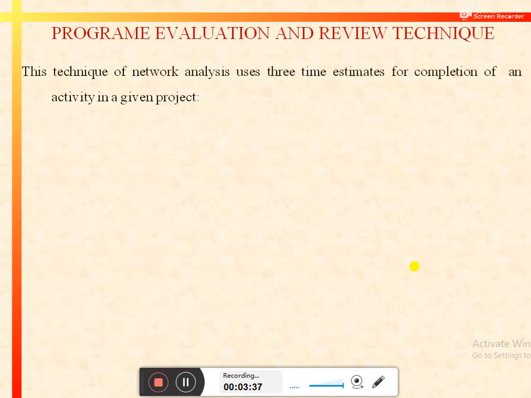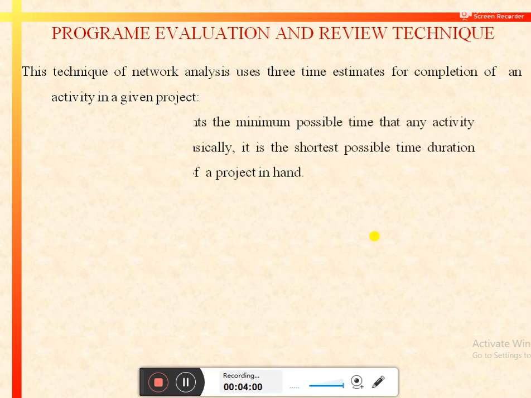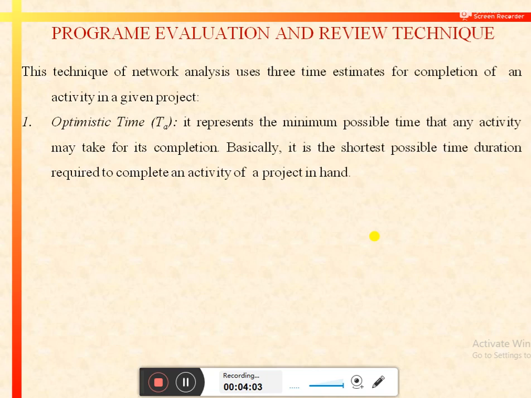In such situations, the decision maker estimates the completion times of different activities in a given project, and generally he or she uses 3 time estimates for completion of any particular activity. These 3 time estimates are discussed one by one as follows. The first one is the optimistic time. As the name suggests, it represents the minimum possible time that any activity may take for its completion. Basically, it is the shortest possible time duration required to complete an activity of a project in hand.